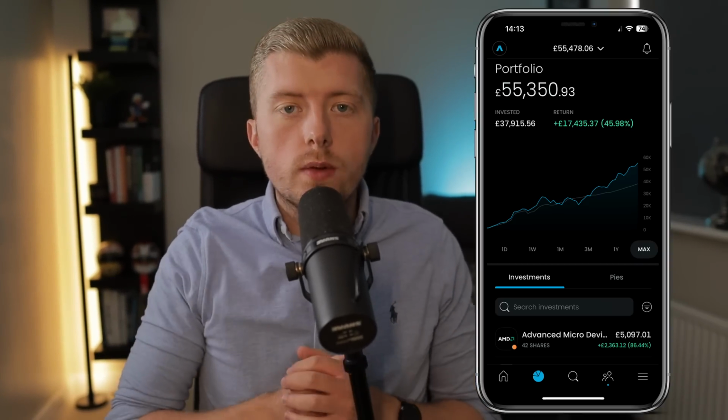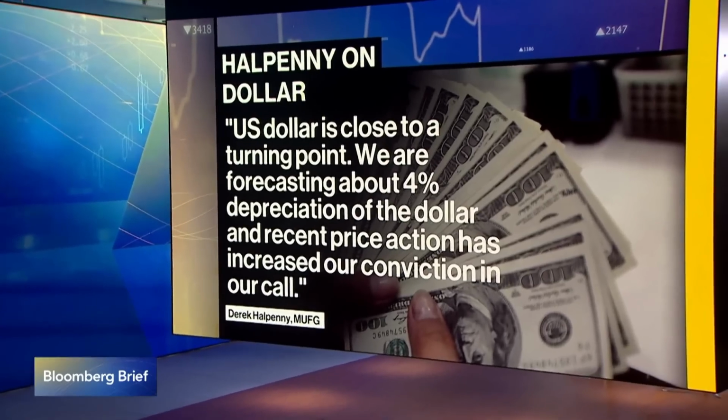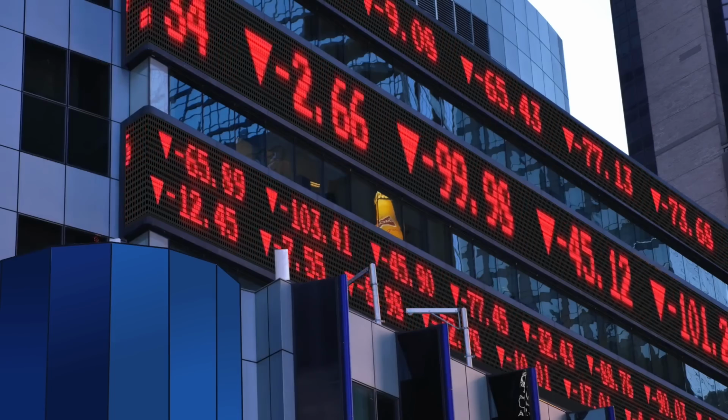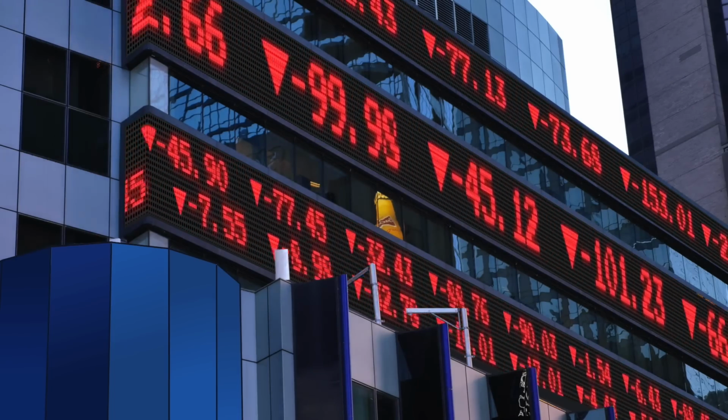There is one thing that could be killing your returns on your Trading 212 investment portfolio. The dollar is going to struggle. Forecasting 4% depreciation of the dollar. 2025, we think, will be a weak dollar year. 2 new countries have just ditched the US dollar. That is a huge problem.